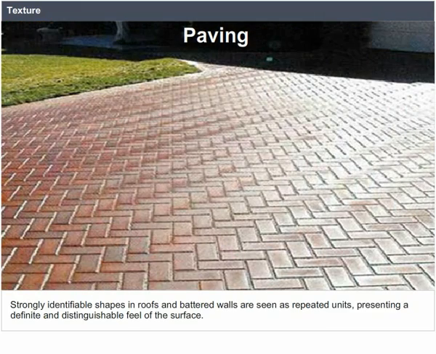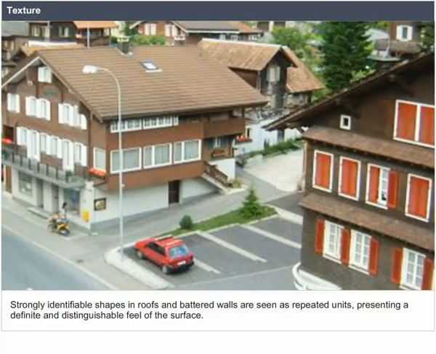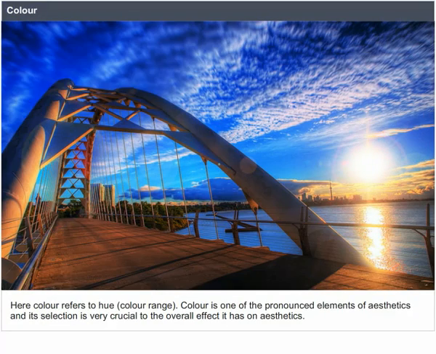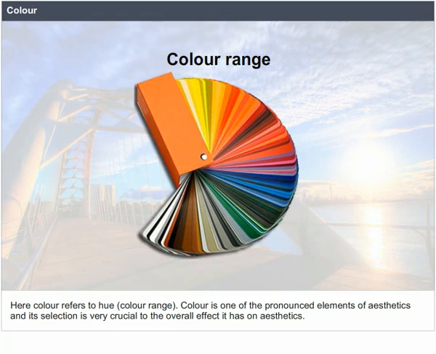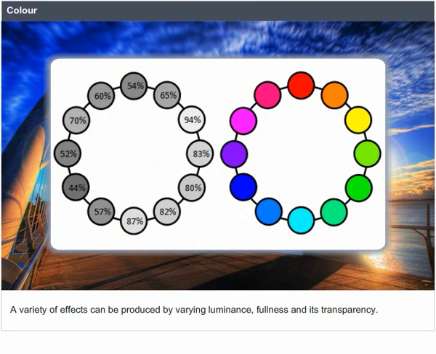Strongly identifiable shapes in roofs and battered walls are seen as repeated units, presenting a definite and distinguishable feel of the surface. Color. Here, color refers to hue or color range. Color is one of the pronounced elements of aesthetics, and its selection is very crucial to the overall effect it has on aesthetics. A variety of effects can be produced by varying luminance, fullness, and transparency.